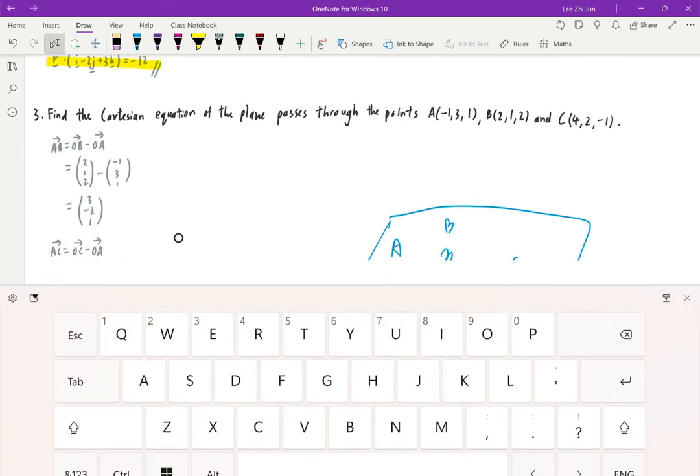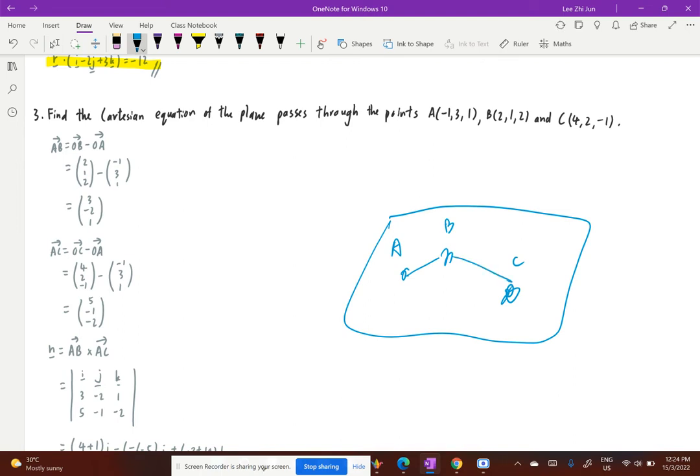So to find it, I need to find the vector AB and the vector AC. The vector AB is 3i minus 2j plus k, and AC is 5i minus j minus 2k. I get it from here.